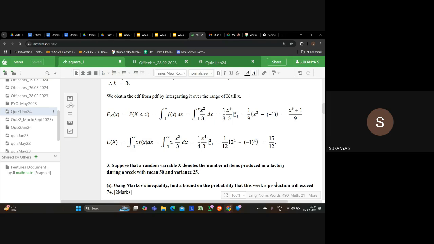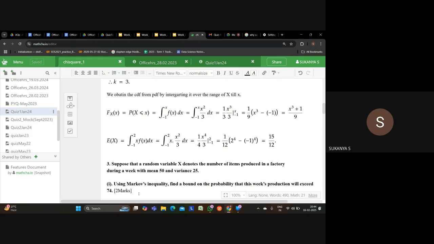Okay. Next question is, we have a random variable x where the mean is 50 and variance is 25. Using Markov inequality, we have to find a bound for the probability that the production will exceed 74. Can you guys tell me what is the formulation or what is asked? Probability of what is x asked of? Greater than 74, ma'am. Yeah, x greater than 74. What does Markov inequality say? What's Markov inequality?